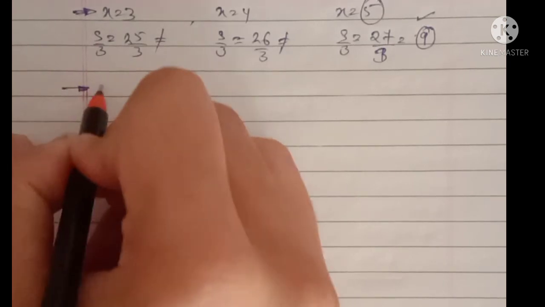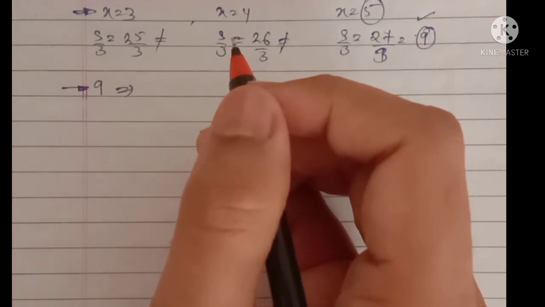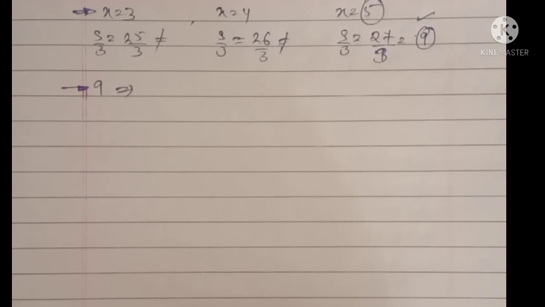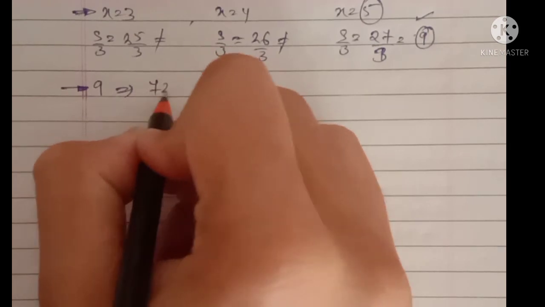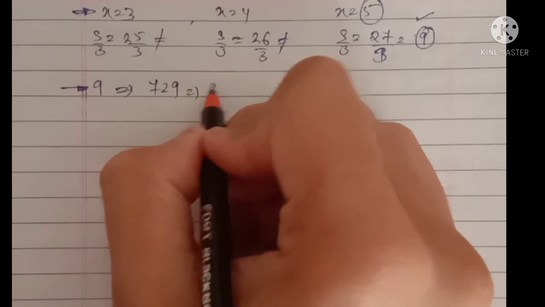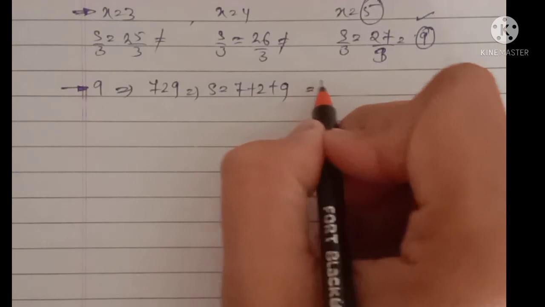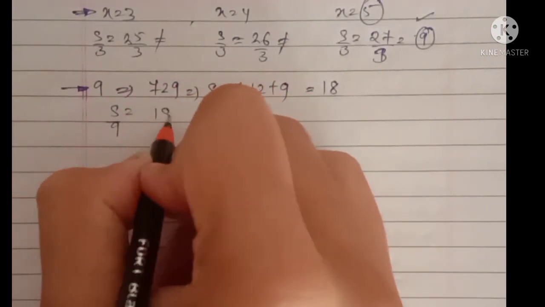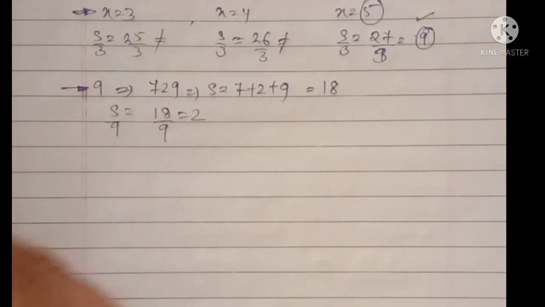The same concept follows for 9 also. What you need to do is find the sum of all digits and divide by that number. Suppose we take the example of 729. Is this number divisible by 9 or not? You need to find the sum: 7 plus 2 is 9, plus 9 is 18. Then sum को divide करेंगे 9 से. The same. So 3 and 9 follow the same concept.